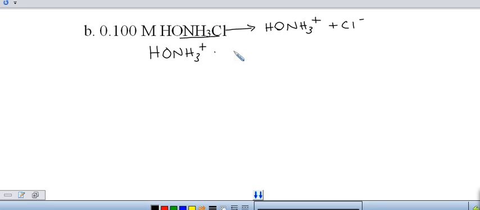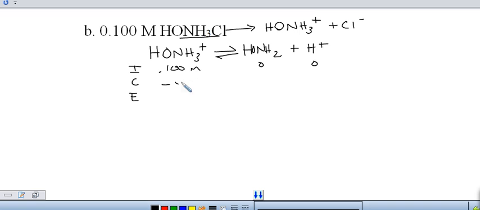HONH3 plus is a weak acid. It's the conjugate acid from the weak base we had previously, HONH2 plus H plus. And so I can make an ice table for this substance. I started with 0.100 molar and none of either of those. The reaction will proceed forward to start, and it's 0.100 minus x, x, x. Now, this is a weak acid. It's the conjugate acid from the weak base in the previous problem, and so I can't use the Kb, I need to have a Ka.